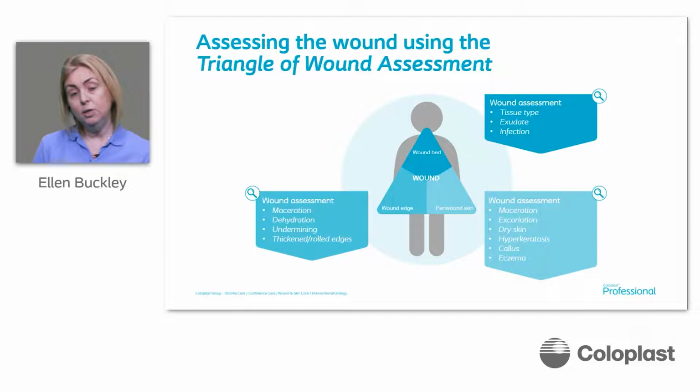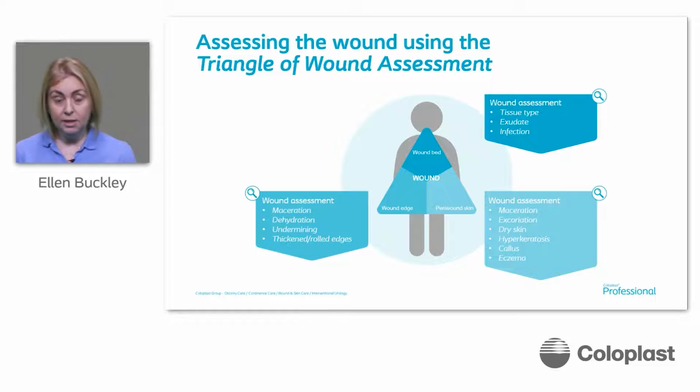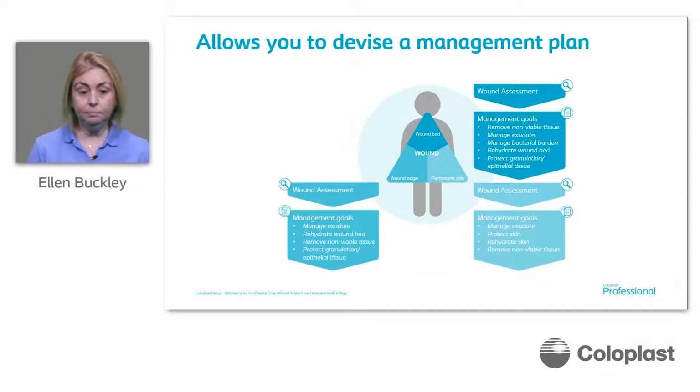So when we do the assessment on these three different areas, it helps us come up with management objectives that we incorporate into our treatment plan. So the management goals as part of your wound assessment: if you've identified that there's devitalised tissue at the wound bed, then your management goal would be to remove that non-viable tissue, because we know that as long as that's there, it's going to cause us a problem in progressing that wound towards healing.